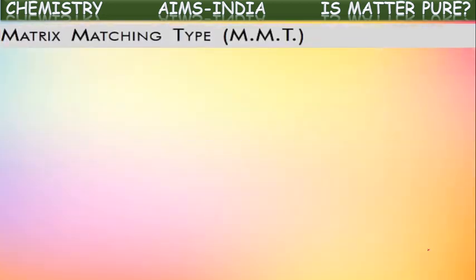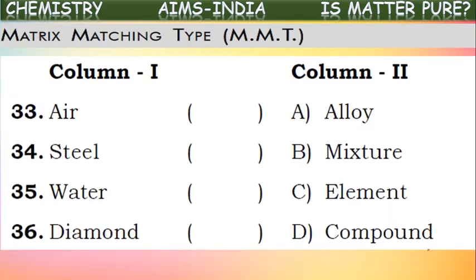Matrix matching type questions. Here they give two columns. We have to match the one in column 1 with the options given in column 2. Sometimes one may be matched with one or more than one also. So check the options carefully and try to match all the possibilities.